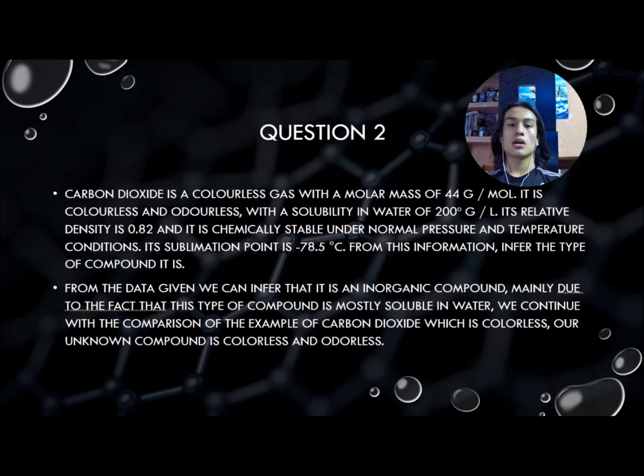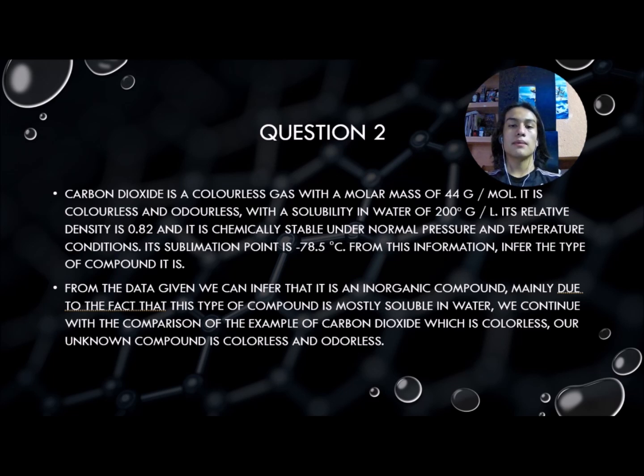Question 2. Carbon dioxide is a colorless gas with a molar mass of 44 grams per mole. It is colorless and odorless, with a solubility in water of 200 grams per L. Its relative density is 0.82 and it is chemically stable under normal pressure and temperature conditions. Its sublimation point is -78.5 degrees Celsius, and from this information, infer the type of compound it is.